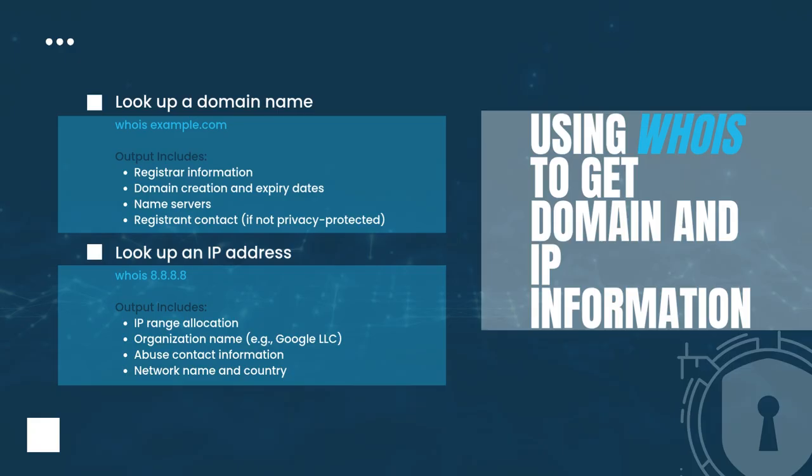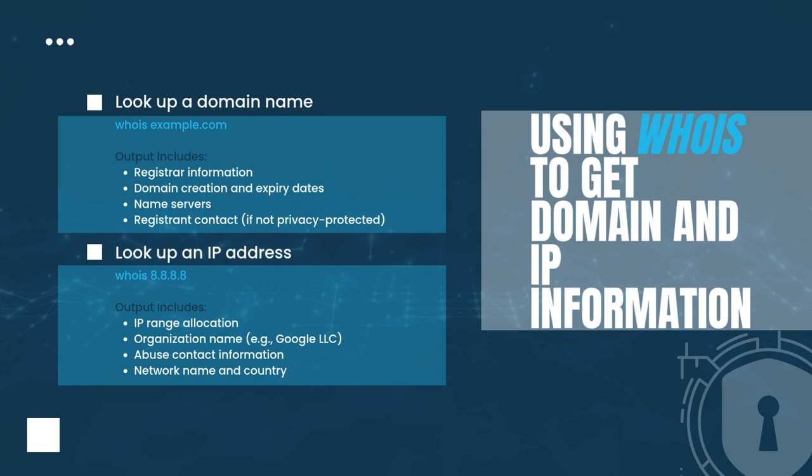Now let's flip the script and talk about using WHOIS to look up IP addresses instead of domain names. When you run something like whois 8.8.8.8, you're tapping into a database that shows you which organization owns that IP block. So in this case, it would show Google. Why does this matter for cybersecurity? Well, say you're monitoring traffic on your network and you see suspicious activity coming from a specific IP. A quick WHOIS lookup can tell you who's behind it.